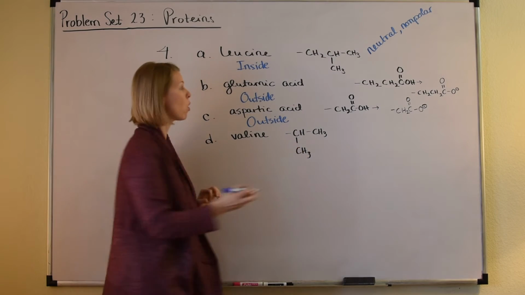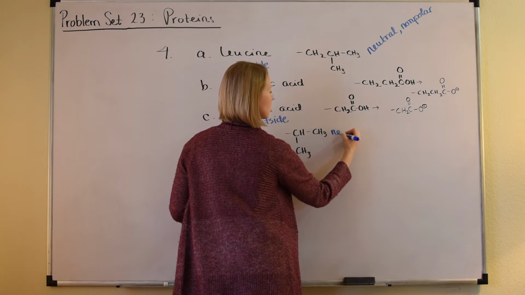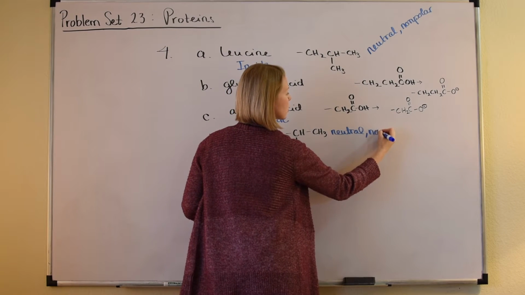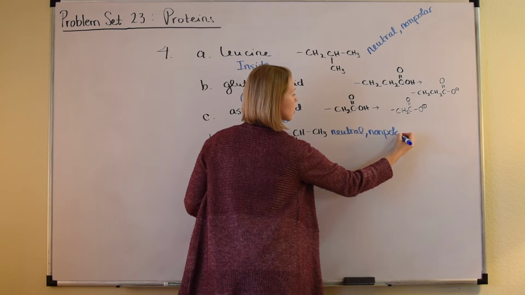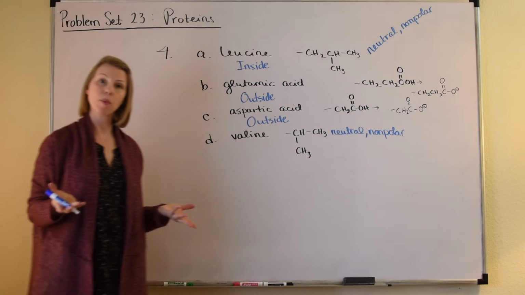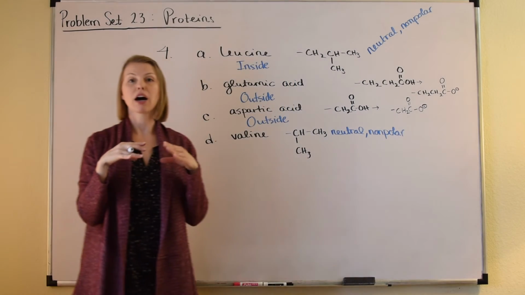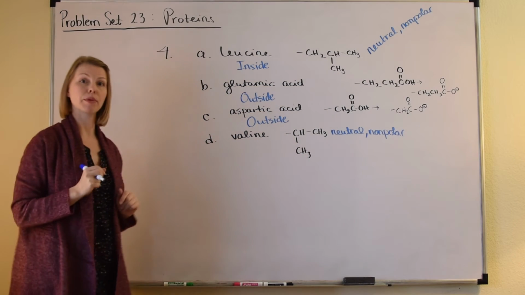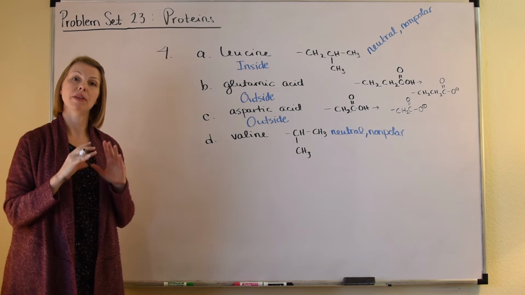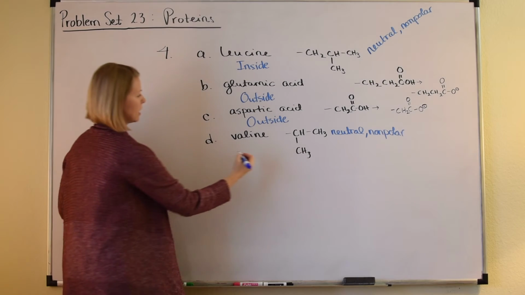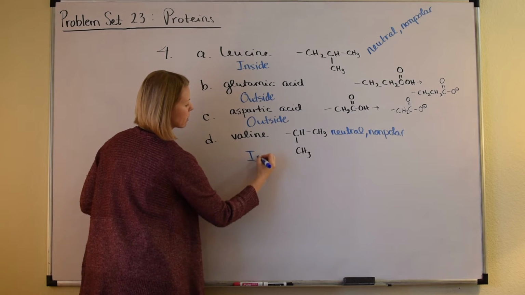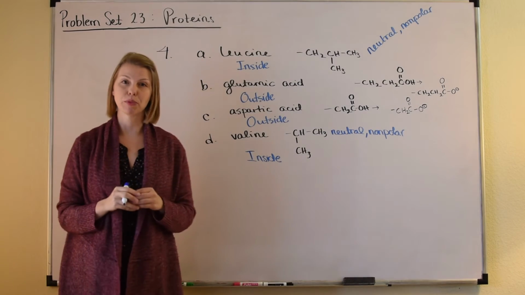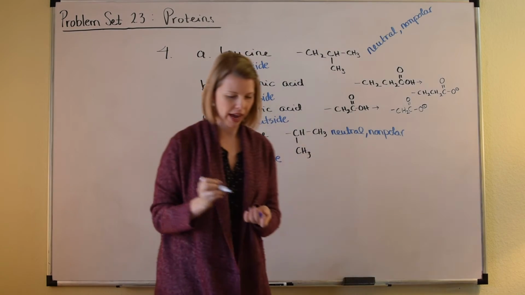All right, last but not least, we have valine, all carbon-carbon and carbon-hydrogen bonds. This is a non-polar neutral side group, which means that it is hydrophobic, and the hydrophobic side groups will orient toward the inside of a globular protein away from the aqueous environment. So most likely we would expect to find this on the inside of a globular protein. Okay.